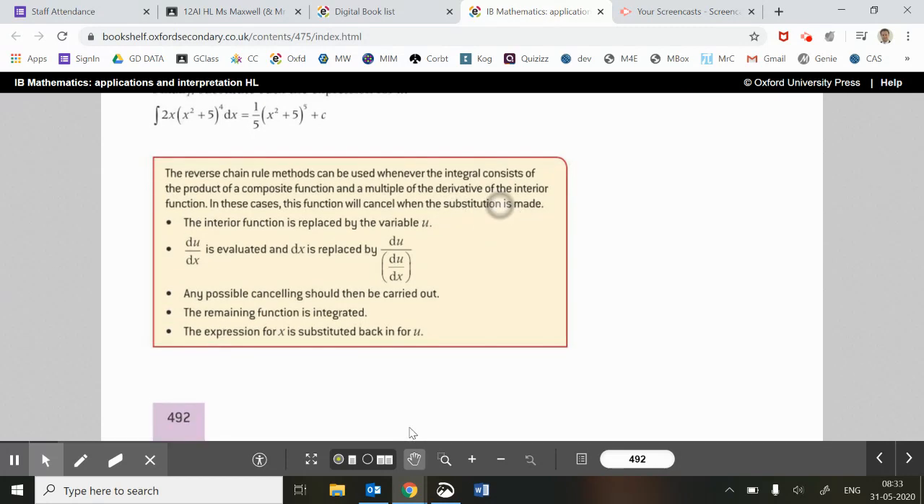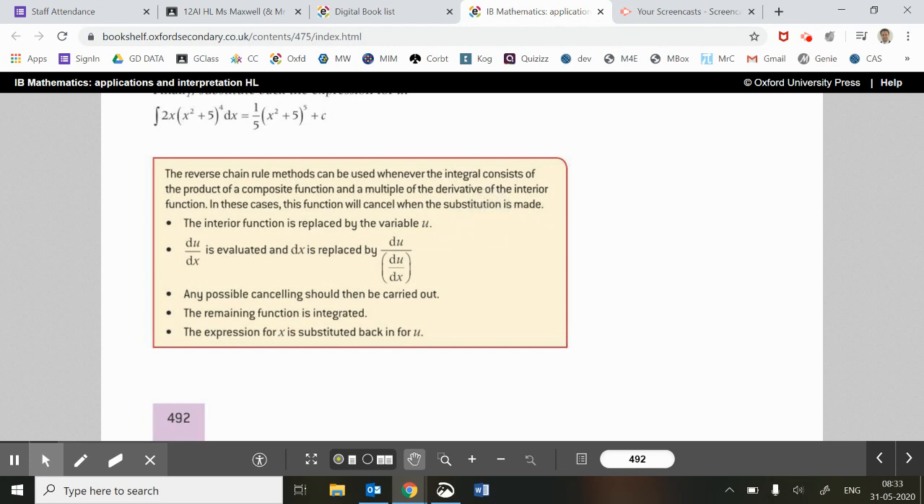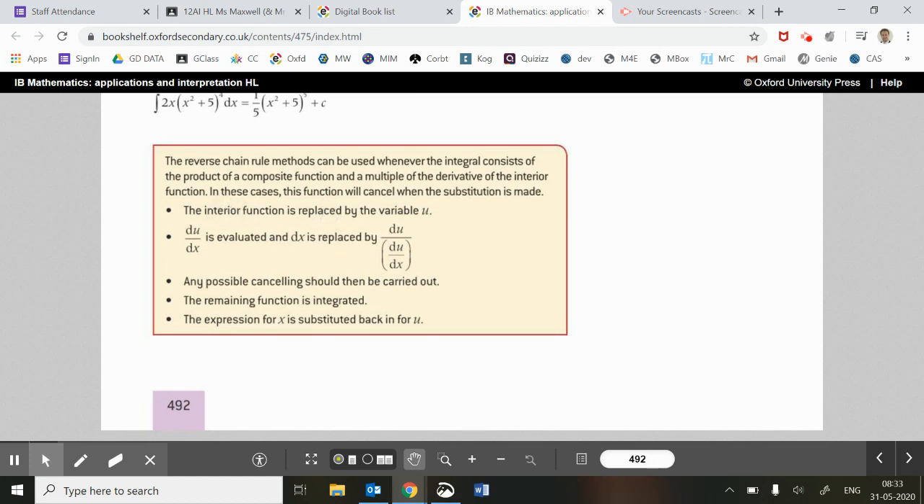Now, I always suggest using a substitution, but sometimes, once you've had lots of practice, you'll be able to see some of these quite quickly. But either way, you should still show your working out. Okay, and there's the technique again. The interior function is replaced by the variable u. du/dx is evaluated. dx is replaced by du divided by the derivative. That's what we just went through. Any possible cancelling should be carried out. The remaining function is integrated, and then the expression for x needs to be substituted back in for u.